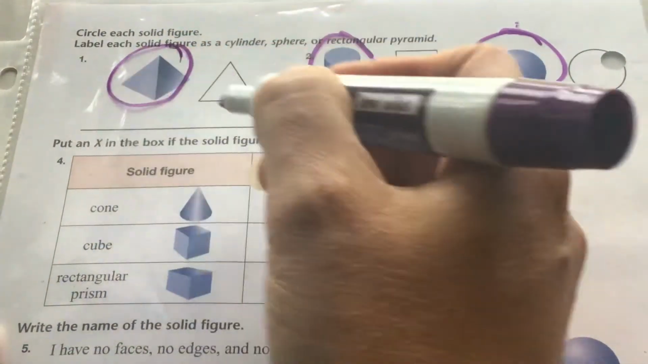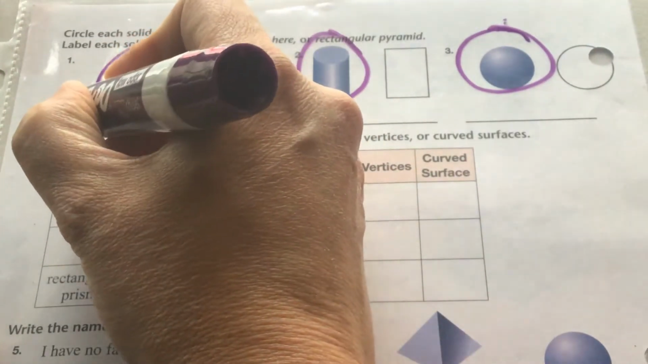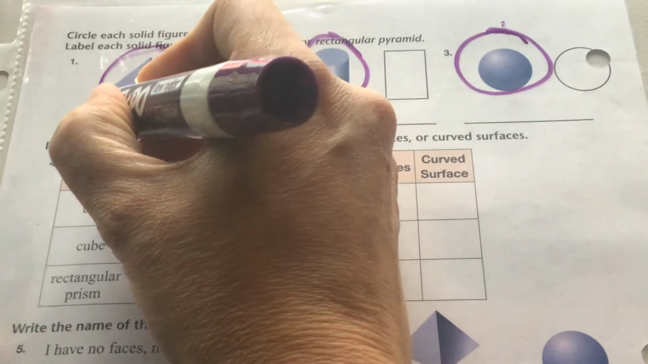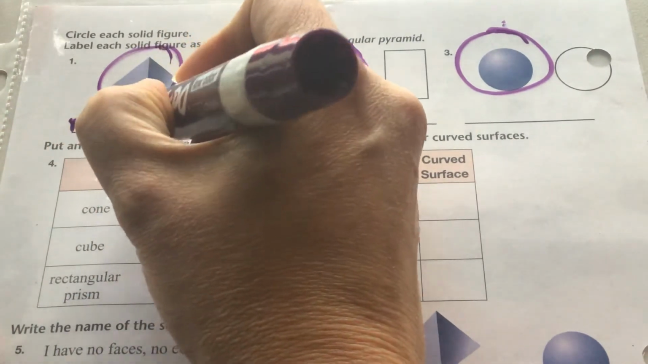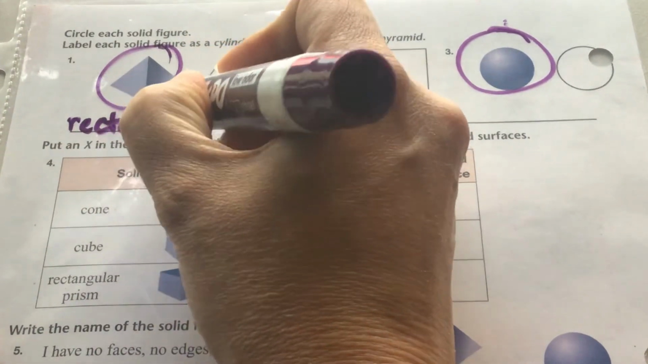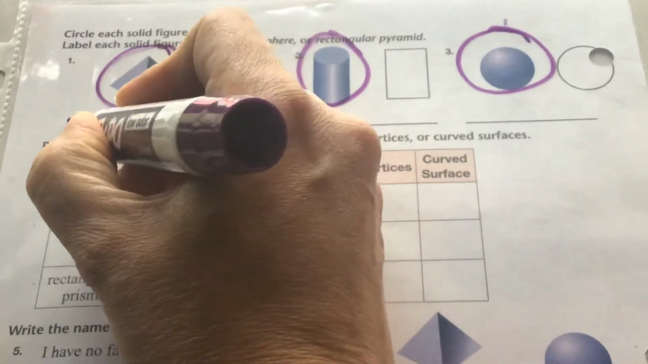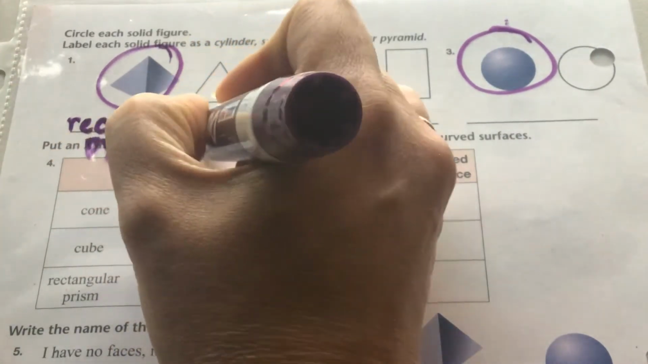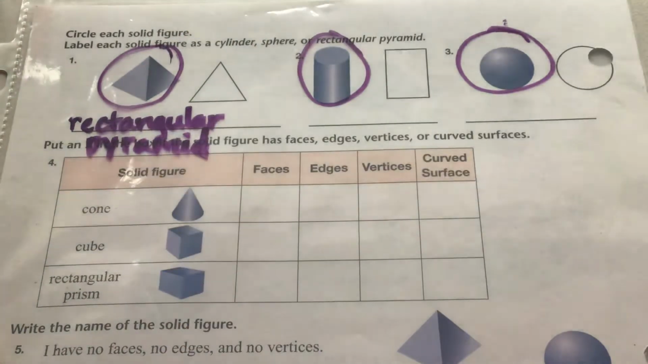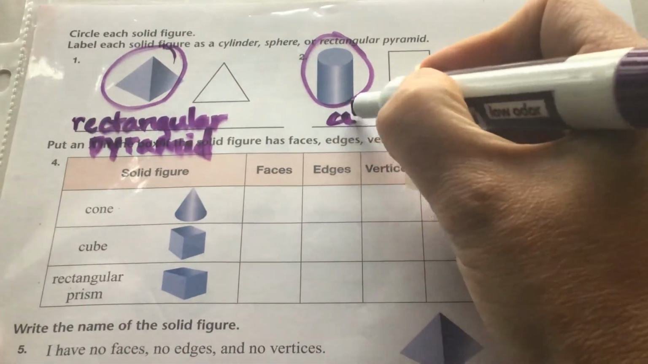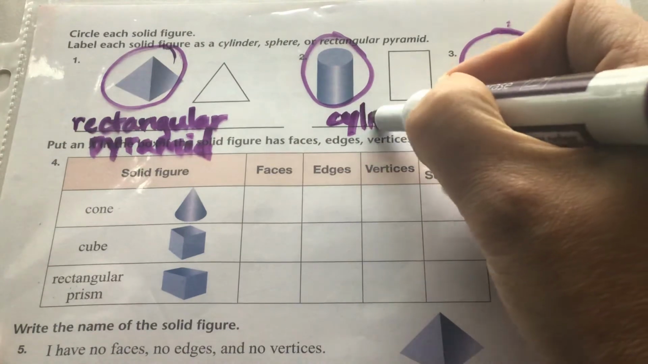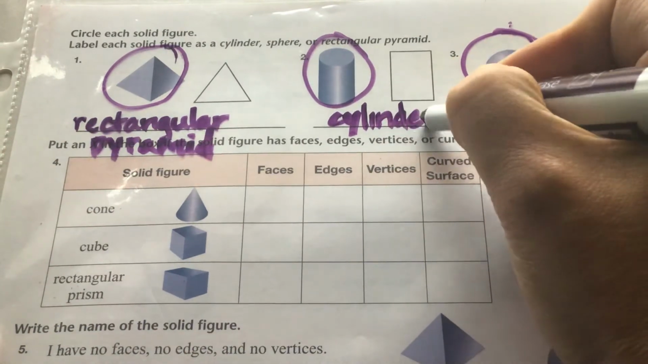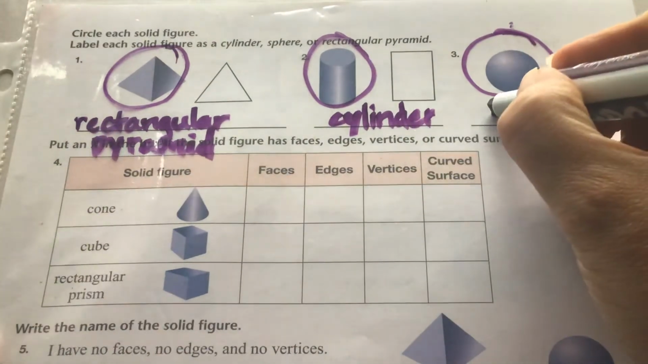The first one, rectangular pyramid, and I didn't quite fit, so I'll just write it here. Next you have a cylinder. And the last one is a sphere.